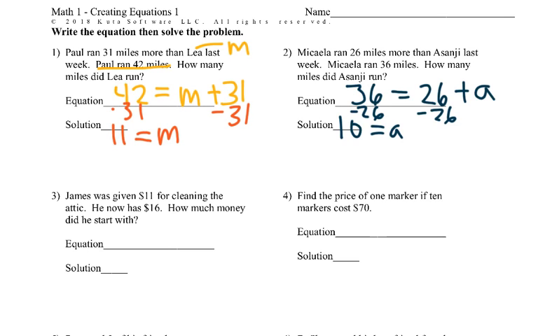Okay, so again, we know where he's at right now, 16. And he had a certain amount of money. We'll use a $ sign for our variable. And we want to know how much he started with. So he started with this amount, and then was given, so he added to that amount $11. So we should have 16 equals $ sign plus 11. There's our equation. We subtract 11 from both sides, and we see that he started out with $5.